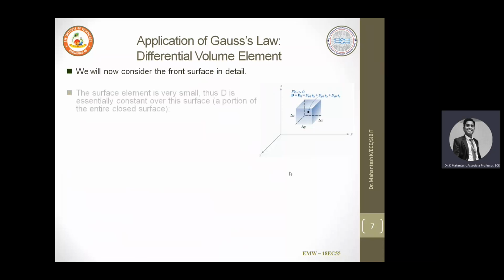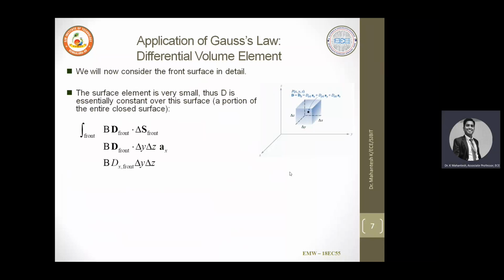So the surface element is very small, thus D is essentially constant over the surface. It is given by D front dot dS front, which is D front dot dy dz in the direction a_x. Why? Because the differential surface is in the direction normal to the a_x. So D_x front dot dy dz.